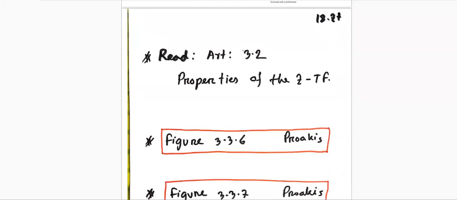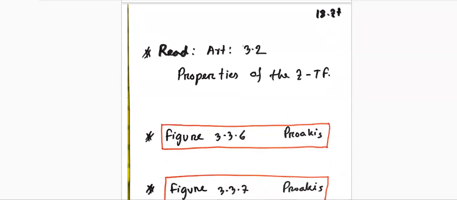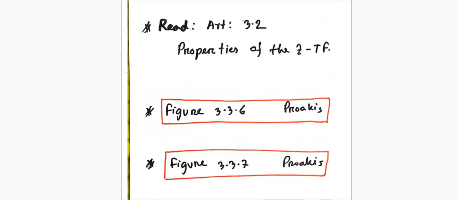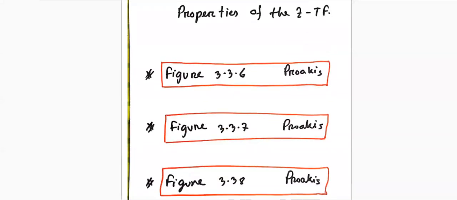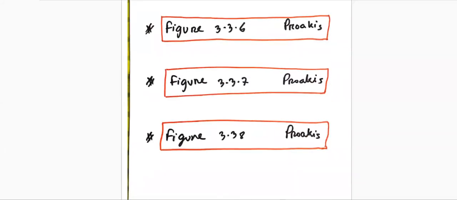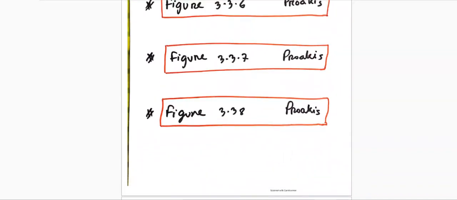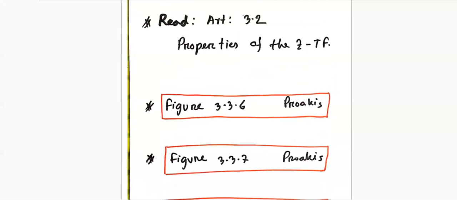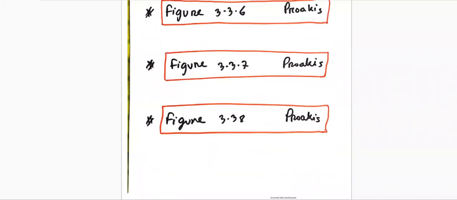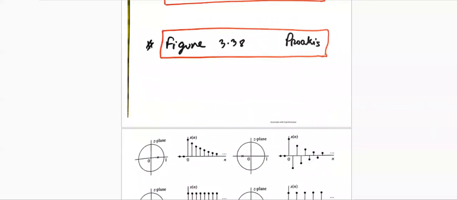Article number 3.2, the properties of the Z transform. You can go to the Proakis book and see some figures. I'll give some examples with those figures from the book, and this is very important, the properties of the Z transform. Please go through that from the book, and examples are given for the different properties as well.